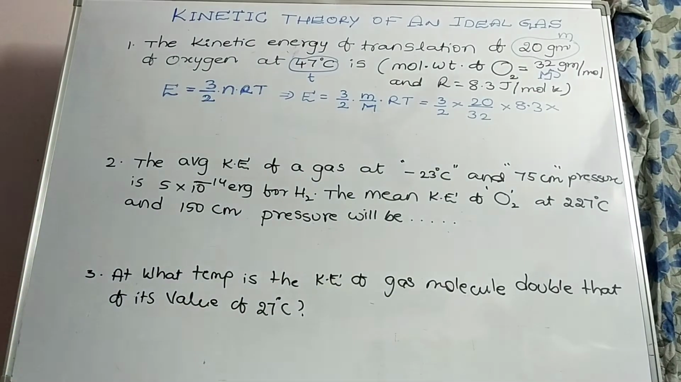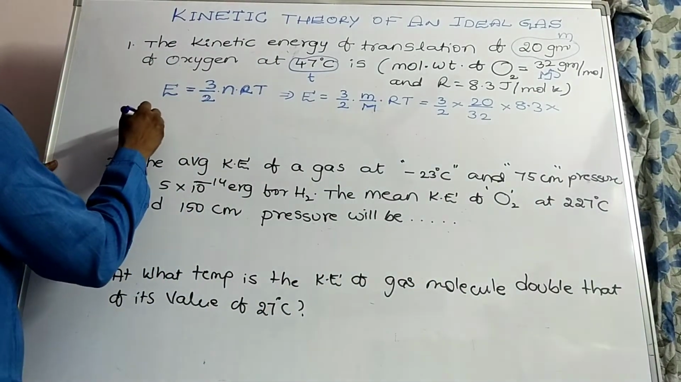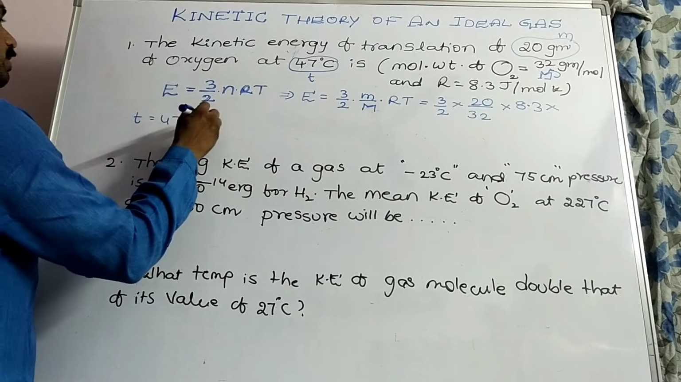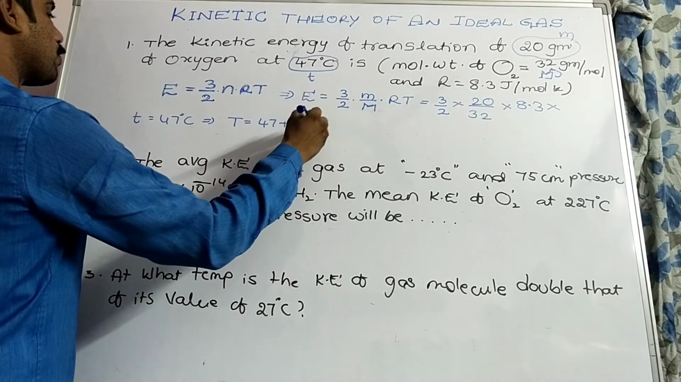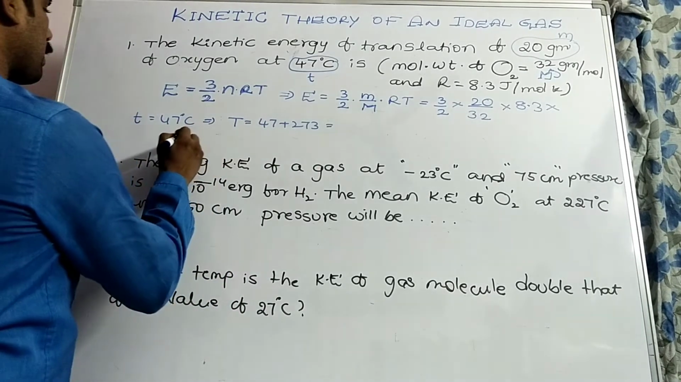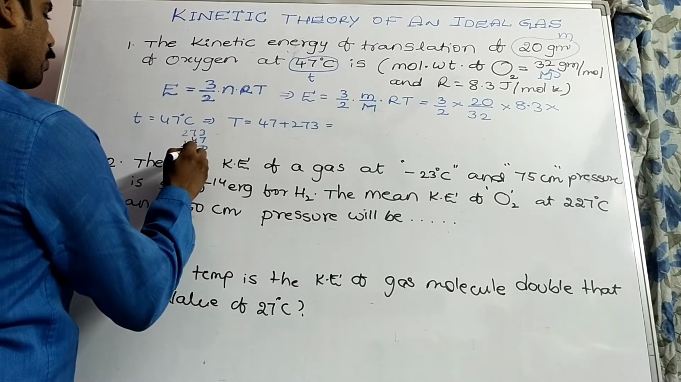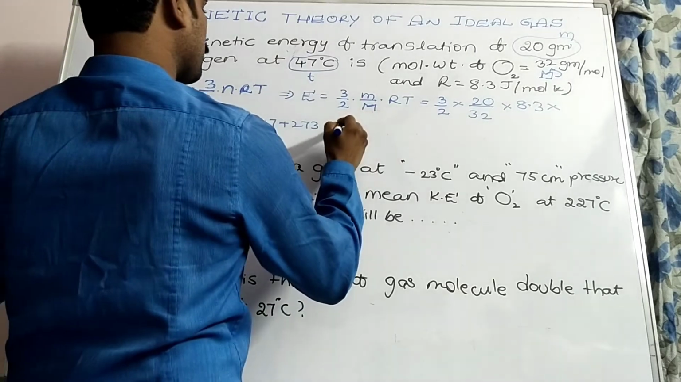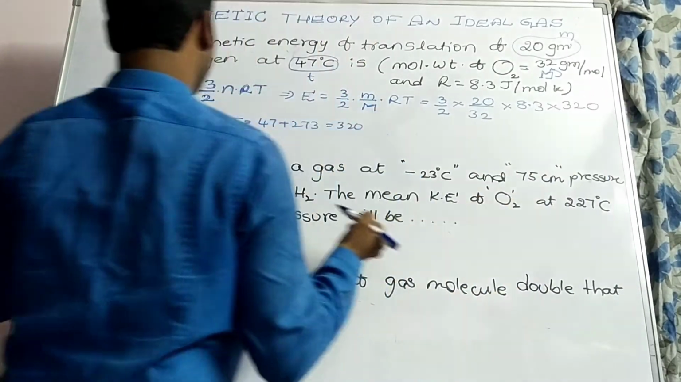What about the temperature? Here we have 47 degrees Celsius. Small t is equal to 47 degrees Celsius. That is, absolute scale of temperature is equal to 47 plus 273, that is 320 Kelvin. That can be written as 320.